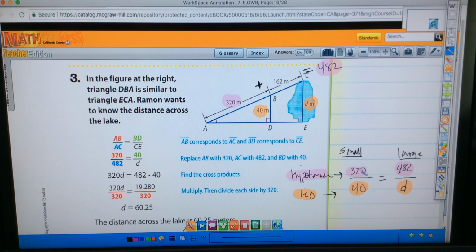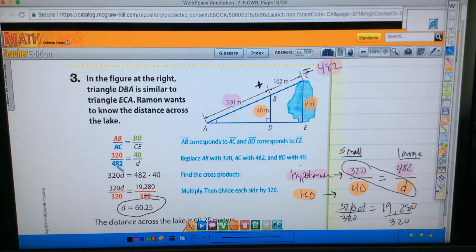I have my smaller right triangle. I have my larger right triangle. The numerator represents the hypotenuse. The denominator represents the leg. Okay, so let's see. 320 times D is 320D is equal to 482 times 40, which is 19,280. And then we're going to divide by 320. Divide by 320. And we're going to get 60.25, which is exactly what they got.